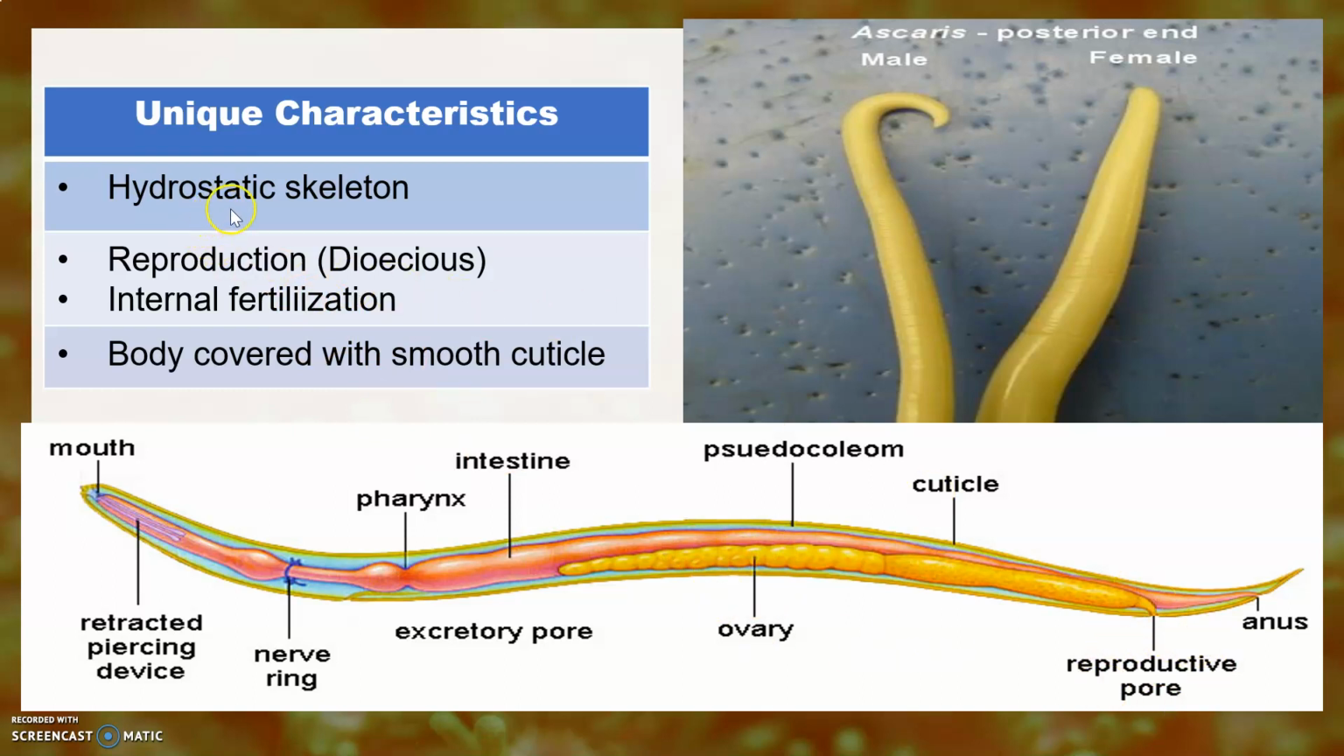They have a hydrostatic skeleton, and the reproduction is dioecious, meaning that there are females and males. They undergo internal fertilization, and the body is covered with a smooth cuticle.